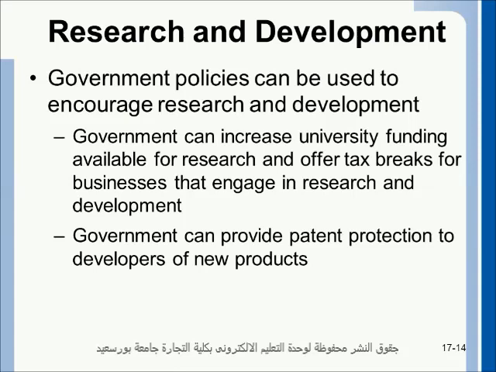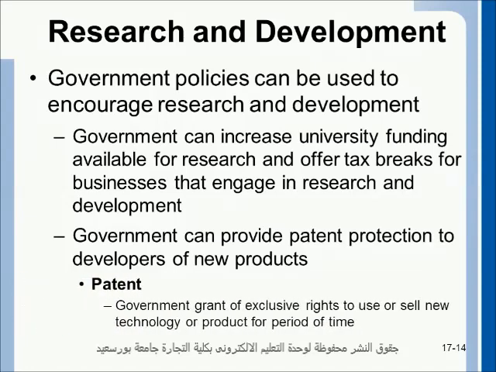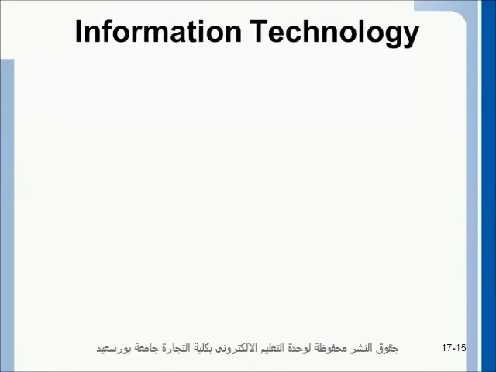Government can provide patent protection to the developer of a new product, and this is like quotas or protection. A patent is a government grant. What does patent mean? A patent means a government grant of exclusive right to use or sell a new technology or product for a period of time. Information and technology.